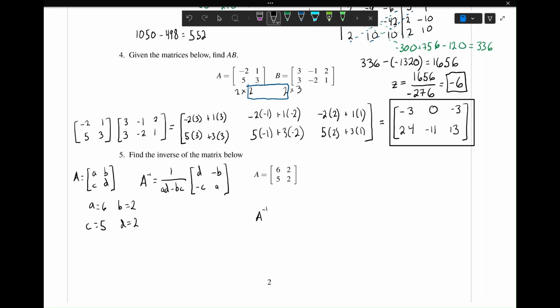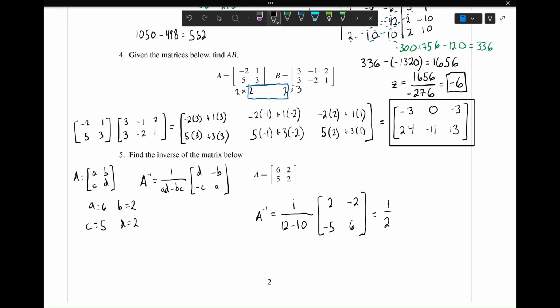So A inverse is going to equal 1 over 12 minus 10, because 6 times 2 for AD is going to be 12. 5 times 2 is going to be our BC. Then I have 2, -2, -5, and 6. Now 12 minus 10 is just 2.